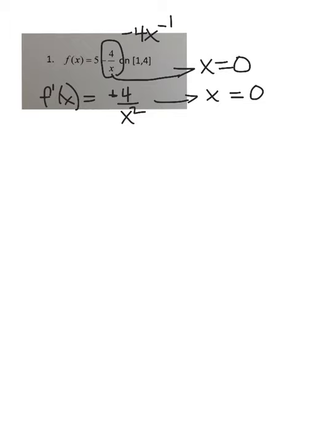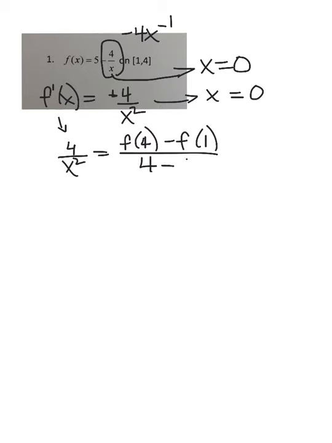So the last step is you're going to take your derivative, which is 4 over x squared, and you're going to set it equal to f of b minus f of a over b minus a. I'm reading from the previous page, that formula. It was f prime of c, go back and look at it, f prime of c, that's your derivative essentially, is equal to f of b, which is going to be 4, minus f of a, which is going to be 1, over b minus a.